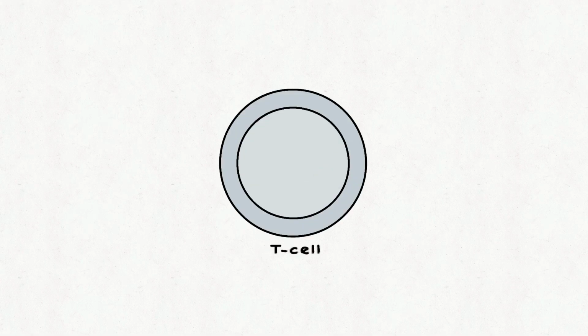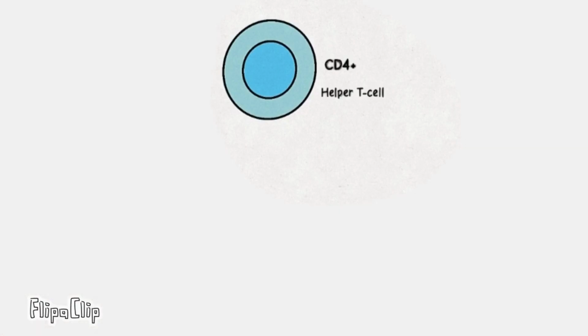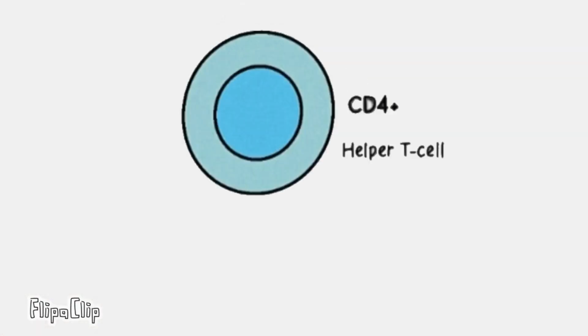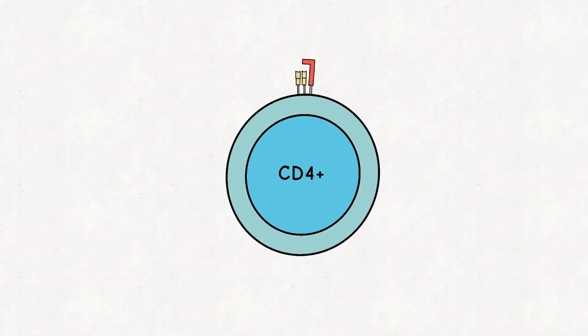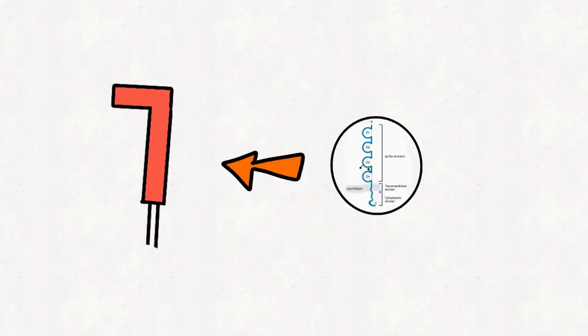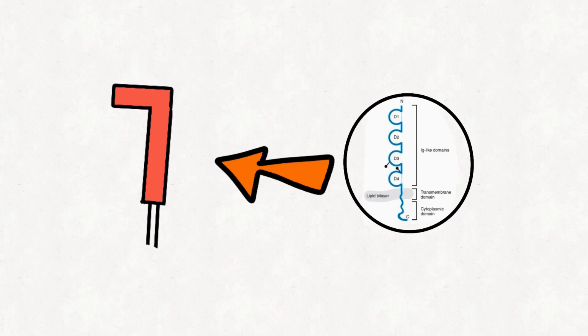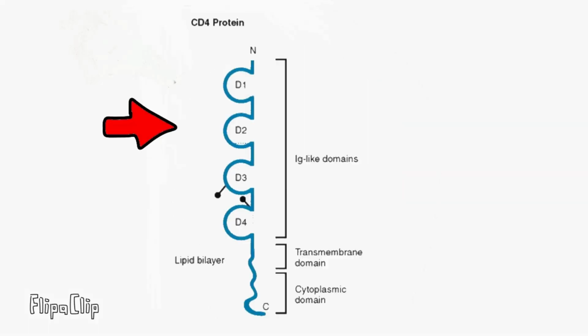Two major functional classes of T lymphocytes are CD8 positive cytotoxic T cell and CD4 positive helper T cell. But for this video, we will be discussing the CD4 positive helper T cell. Helper T cell is known as CD4 positive T cell because it has CD4 positive glycoprotein on its cell surface. CD4 is a single-chain molecule consisting of 4 immunoglobulin-like domains, which are D1, D2, D3, and D4.